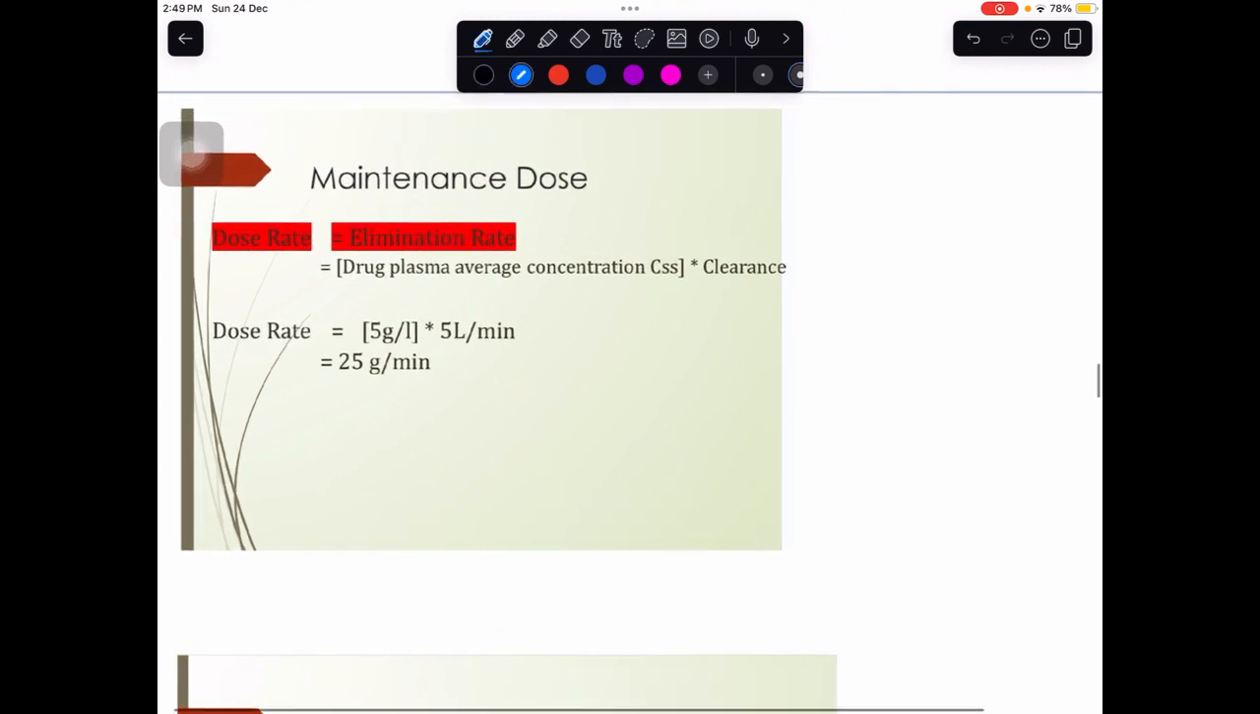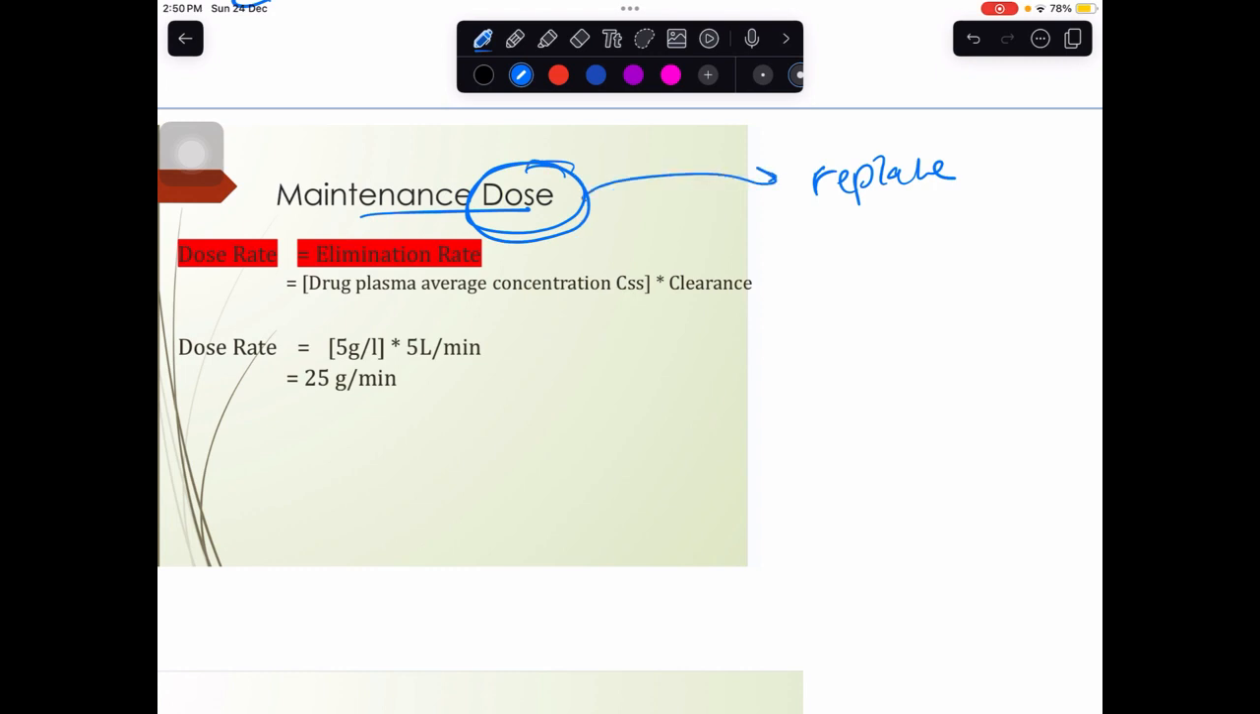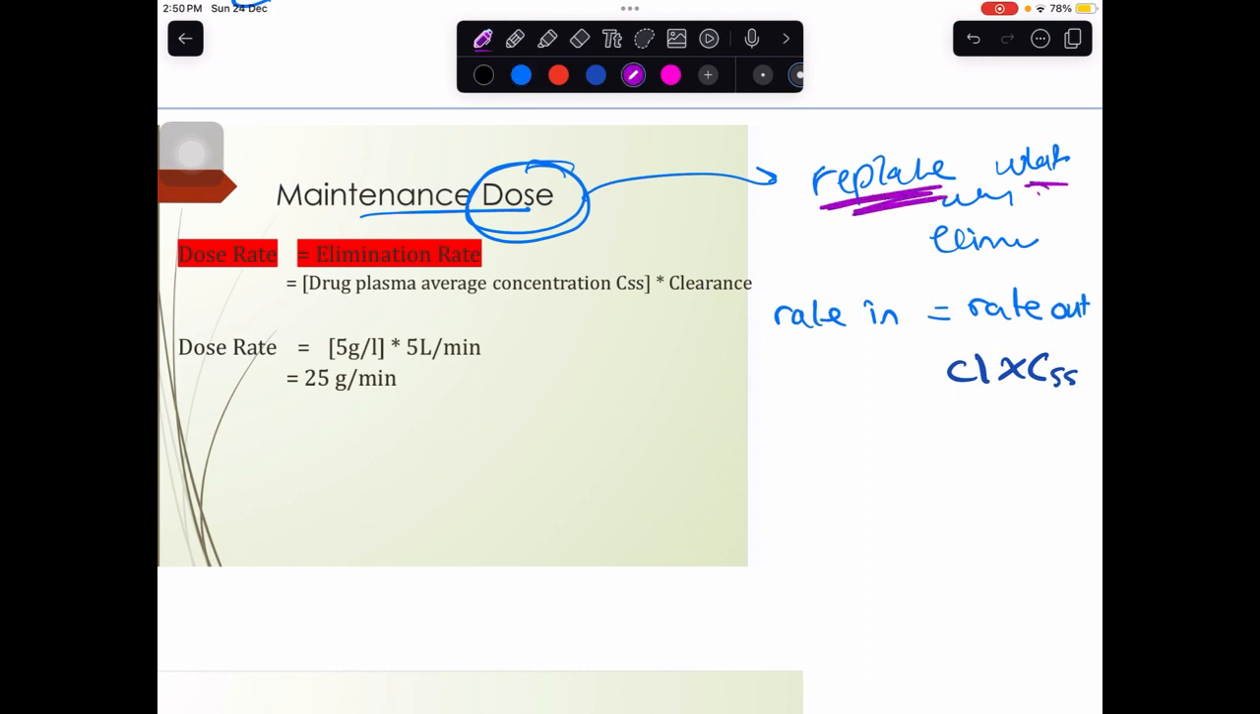I mean, this is just explaining maintenance dose. What did we mention? Maintenance dose is the amount of dose, the dosage, that is required to replace what was eliminated. And elimination, the same thing. So rate in equals the rate out. What was rate out? Do we remember? It was the clearance times the Css. And we know that the maintenance is how much is required to replace what was eliminated. So this is the rate out. Maintenance dose is essentially that.